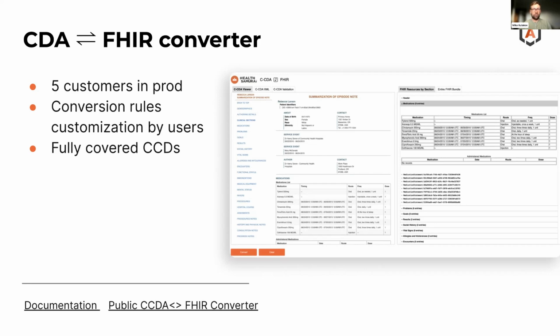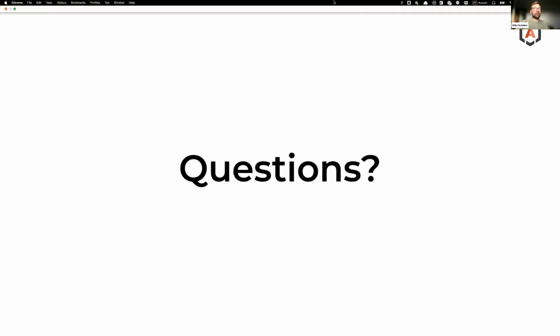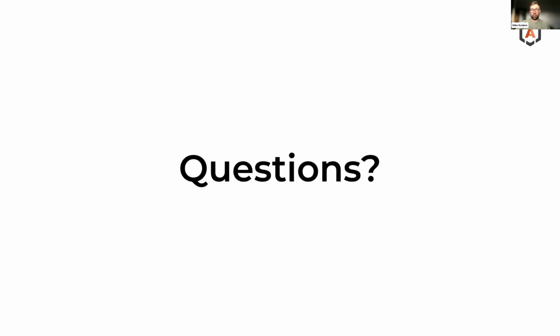So if you would like to test, we have a public converter that allows you to view the resources themselves, to validate them, and to introspect FHIR bundle and vice versa. We also have documentation here, so please feel free to research it and reach out to us if you would want to use it within Aidbox, or we also have an option to use this converter as a standalone product. So I see we have some time for questions.